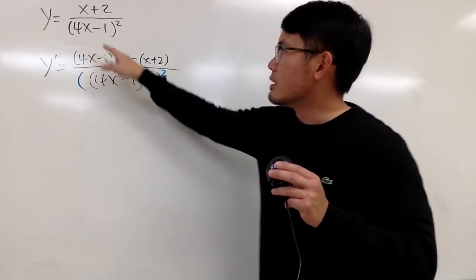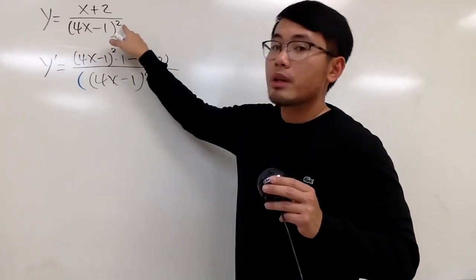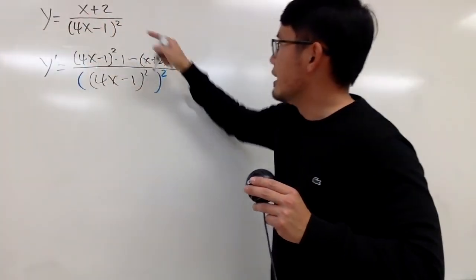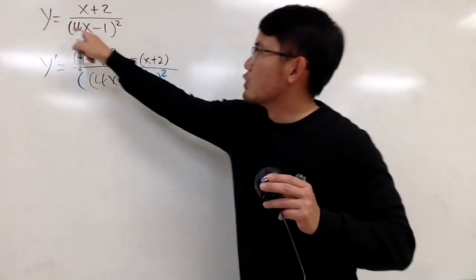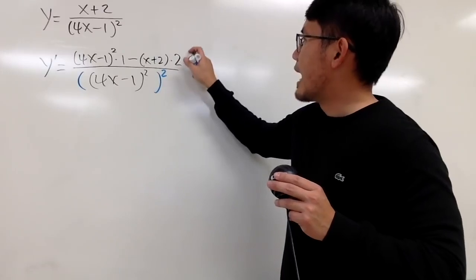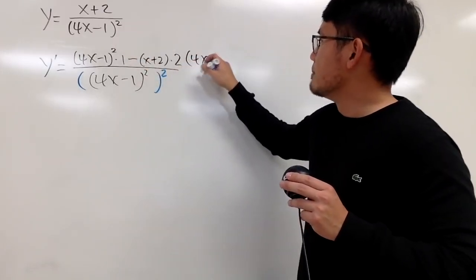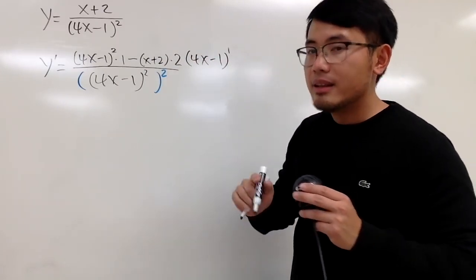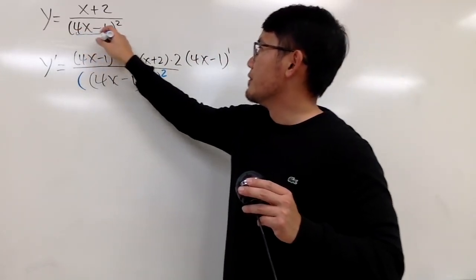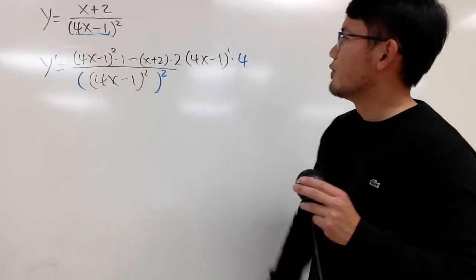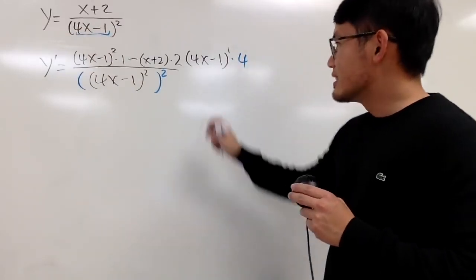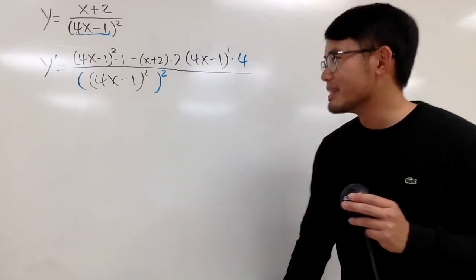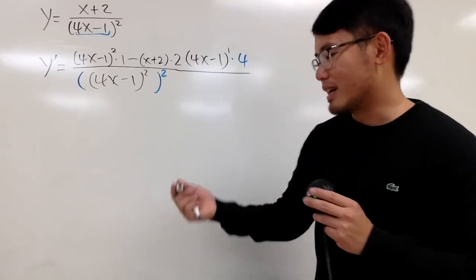Well, focus on 4x minus 1 squared. To get the derivative of this, you are going to first bring the 2 to the front and then minus 1 to the exponent. So you have 2 times 4x minus 1 to the first power. And then the chain rule says we are going to multiply by the derivative inside, which means we multiply by a 4, like that. So this right here is the calculus step. Okay? Now the rest is just simplifying this.